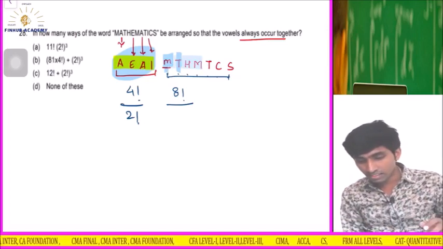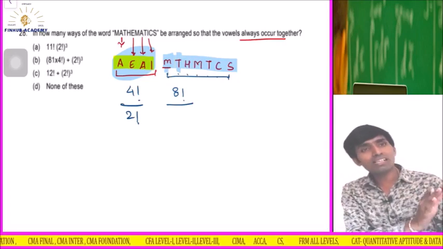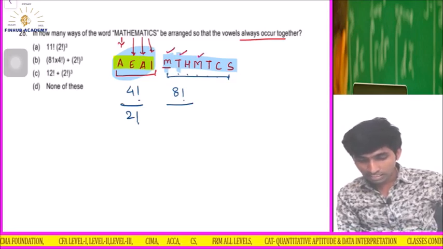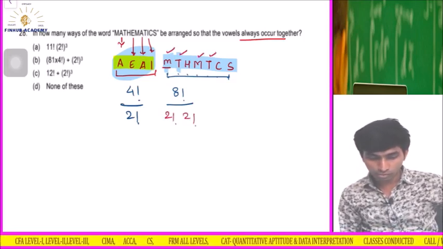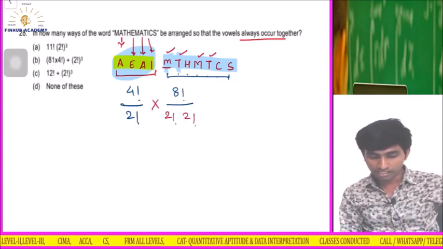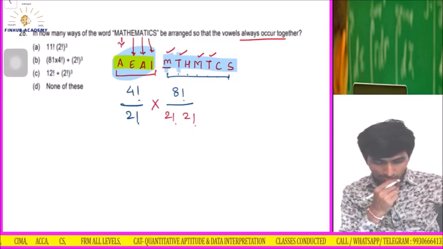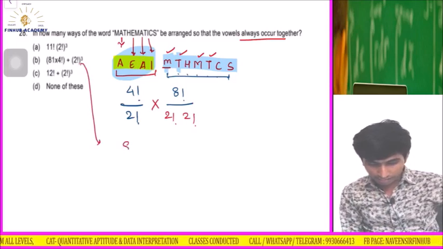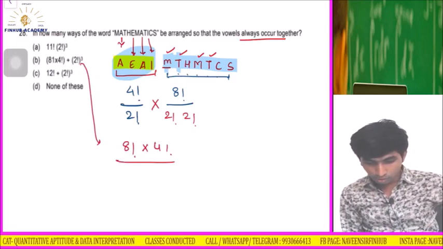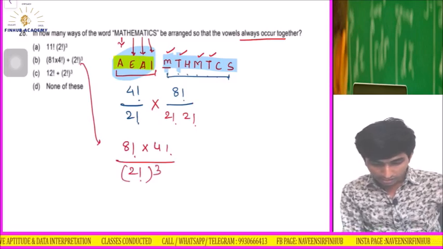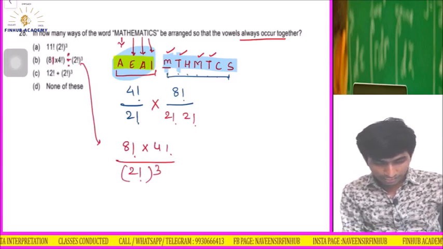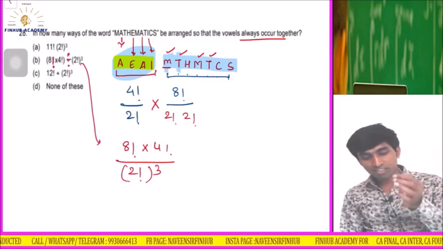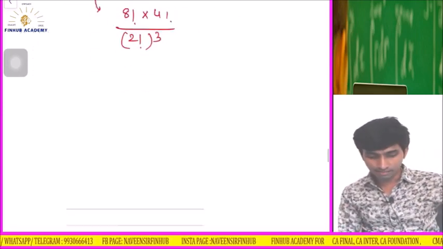So 7 are these consonants, and one set of all the vowels together. So it is 8 factorial upon, see, M is getting repeated twice, T is getting repeated twice, so 2 factorial, 2 factorial. I think there is some mistake here. So it is 8 factorial into 4 factorial upon 2 factorial, the whole cube. Now this is division first of all, and this is not 81, it is 8 factorial. So make these corrections. It is 8 factorial into 4 factorial divided by 2 factorial, the whole cube. Okay, so this is the answer.